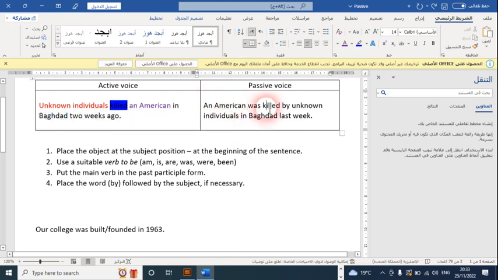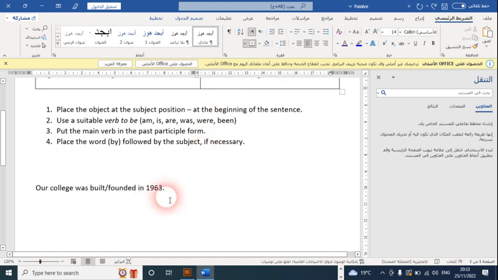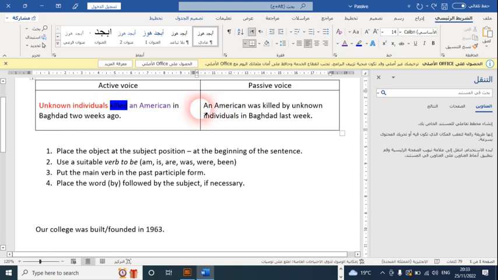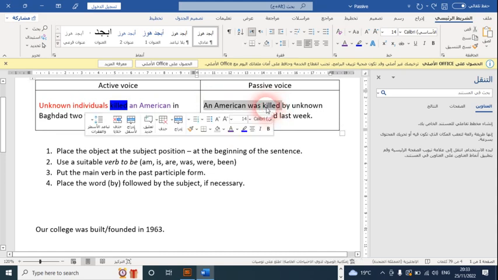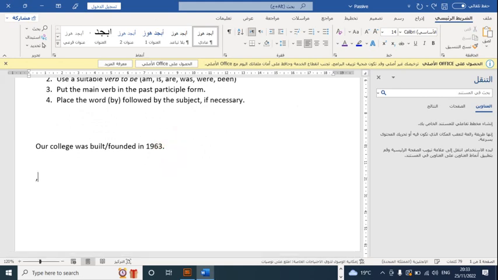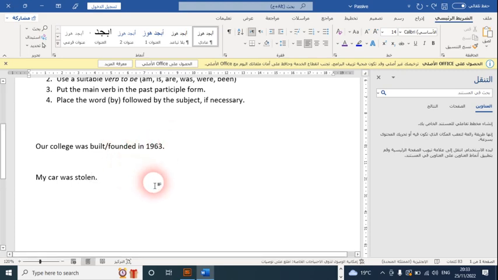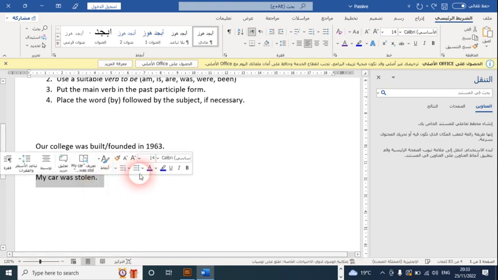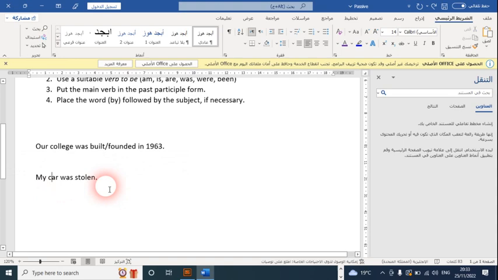When the subject is unknown or irrelevant. For example, an American was killed and we don't know who killed him. Or you say "my car was stolen" and you have no idea who stole your car. Here the focus is on the event more than on the doer of the action.